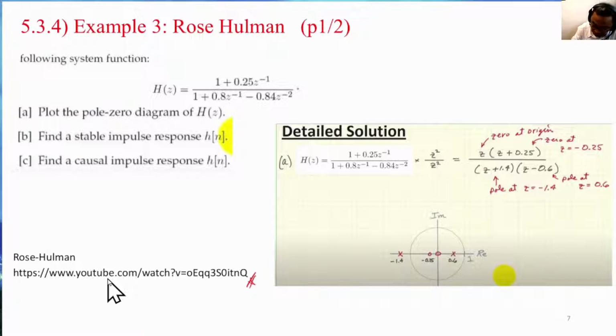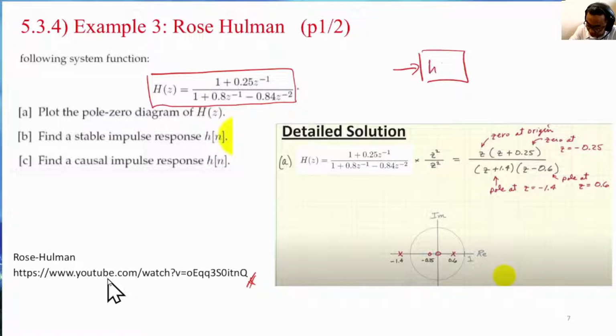In this example, we are given H(z), and as you know, H(z) is the Z-transform of h(n), the impulse response of an LTI system. So the Z-transform of h(n) is H(z). h(n) is called the impulse response, and H(z) is called the transfer function.